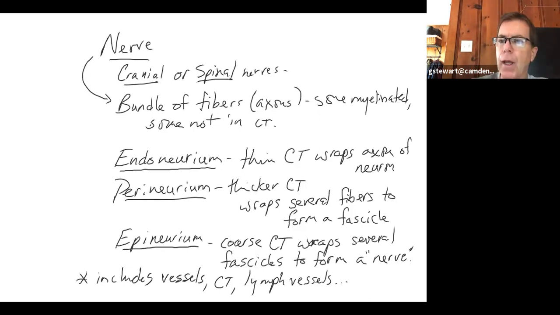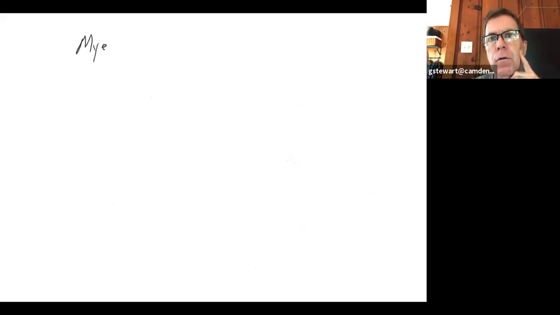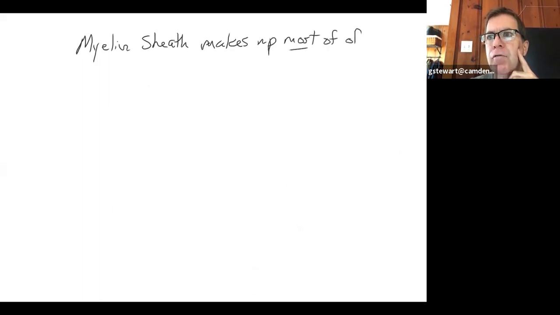And it is actually the lipid wrapping around axons that we know as myelin that makes up the volumetric bulk of a nerve. So I'm just writing that the myelin sheath makes up most of the bulk of a nerve.